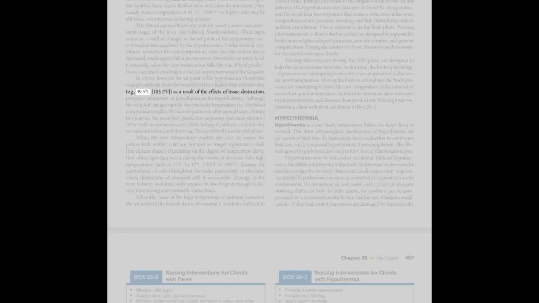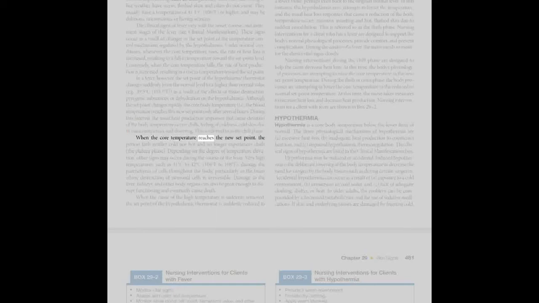For example, 39.5 degrees Celsius (103.1 degrees Fahrenheit), as a result of the effects of tissue destruction, pyrogenic substances, or dehydration on the hypothalamus. Although the set point changes rapidly, the core body temperature, that is, the blood temperature, reaches this new set point only after several hours. During this interval, the usual heat production responses that cause elevation of the body temperature occur: chills, feeling of coldness, cold skin due to vasoconstriction, and shivering. This is referred to as the chill phase.